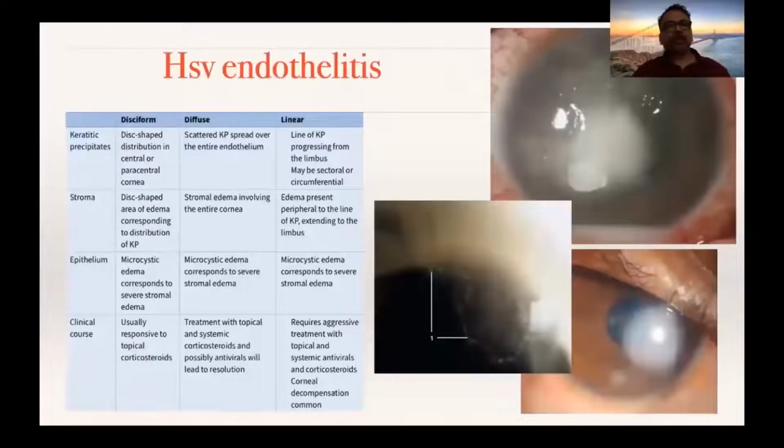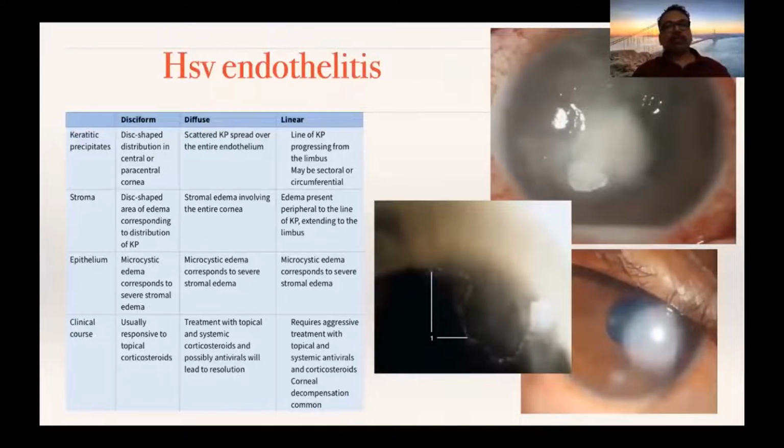Coming to HSV endotheliitis, which can manifest in 3 forms, that is disciform, diffuse, or linear. In disciform type, the keratic precipitates are distributed in the central or paracentral cornea with a circumscribed corneal edema. The surrounding cornea is relatively spared, which is responsive to topical corticosteroids. In diffuse type, the KPs are scattered all over the endothelium, and stromal edema involves the entire cornea. It responds to topical and systemic corticosteroids, and antivirals will lead to resolution.